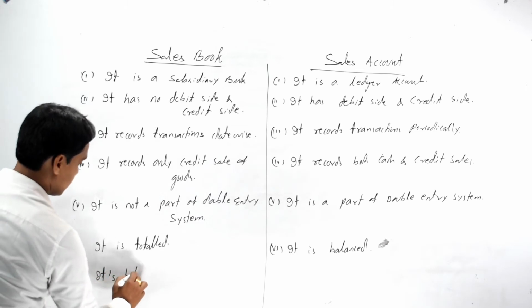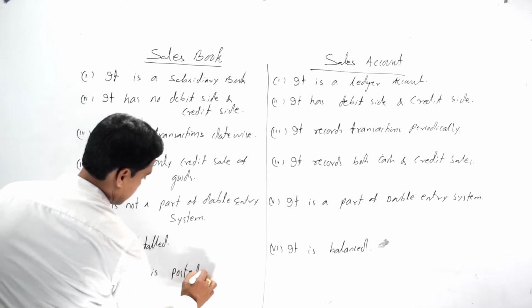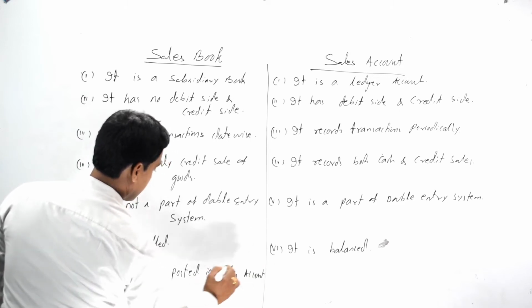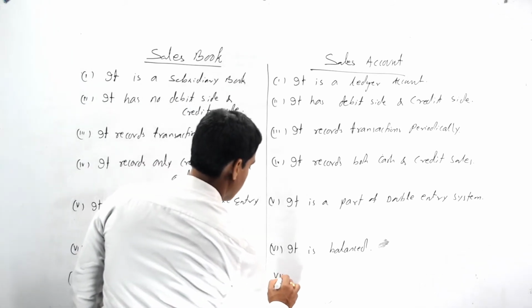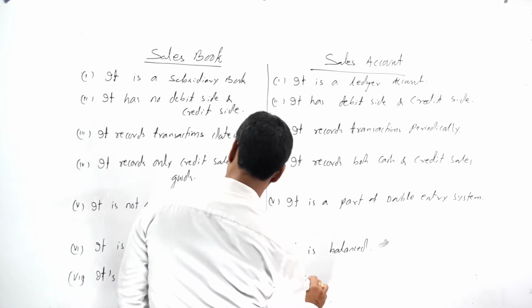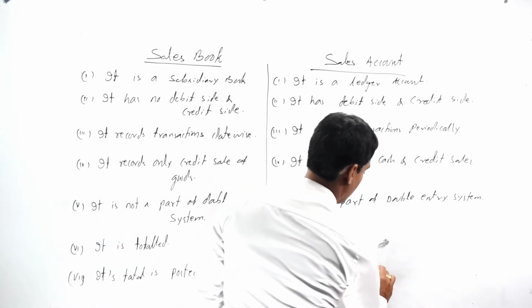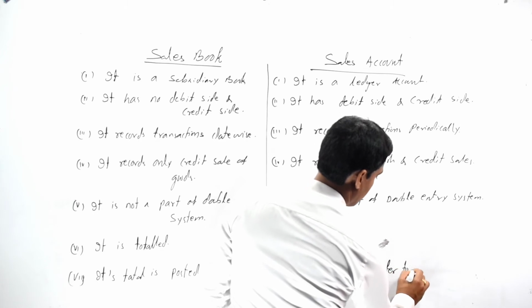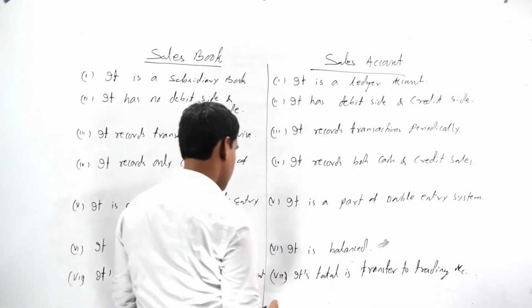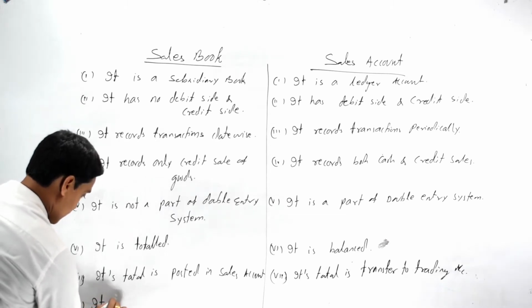Then our seventh difference is its total is posted in sales account, whereas the total of sales account is transferred to trading account.